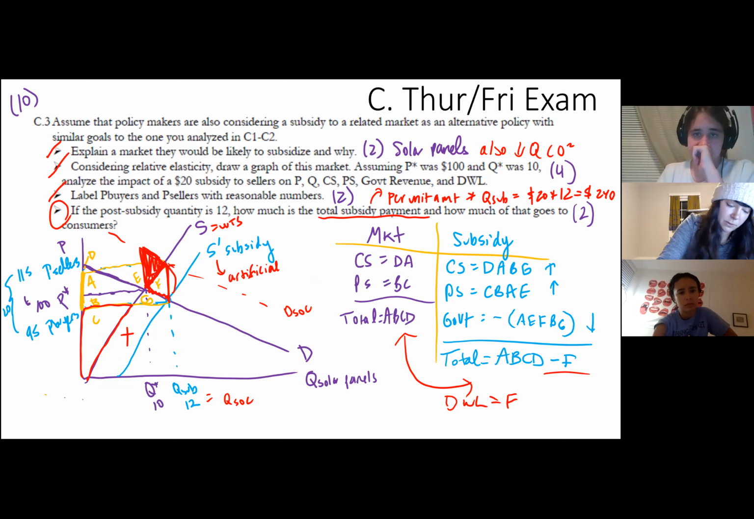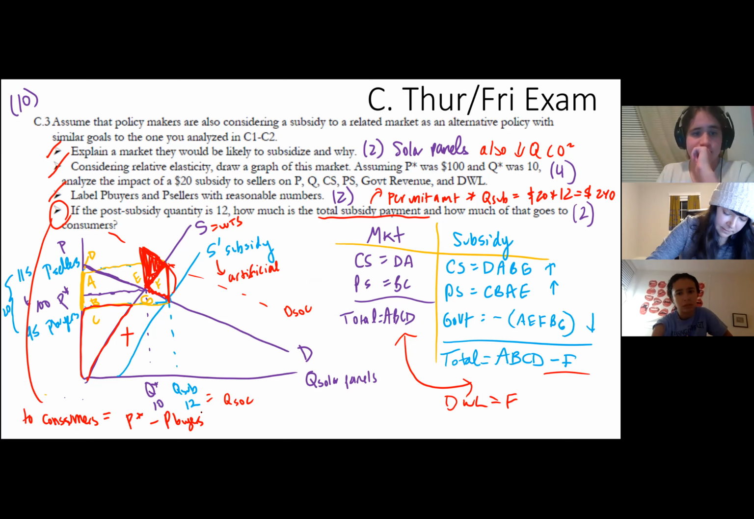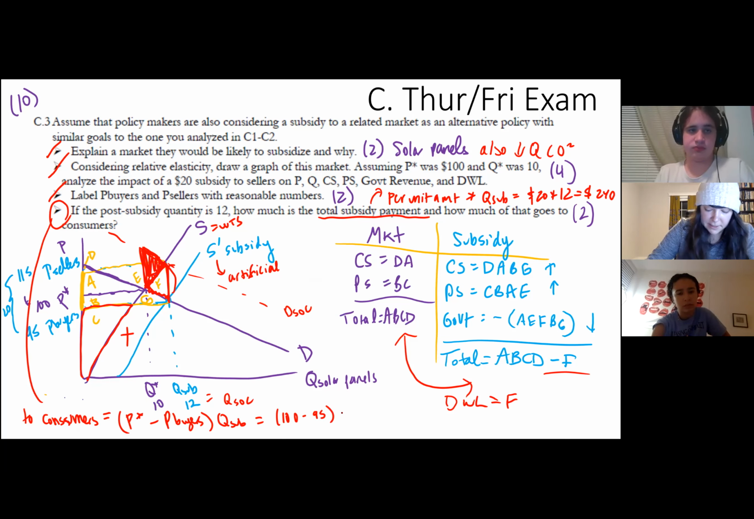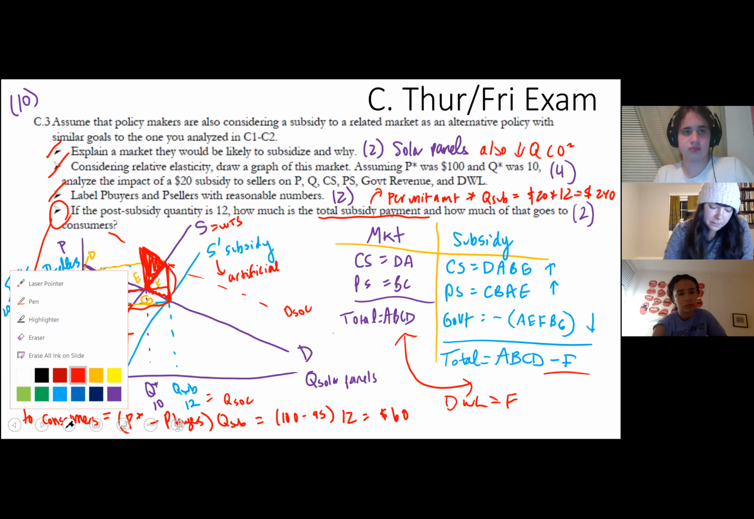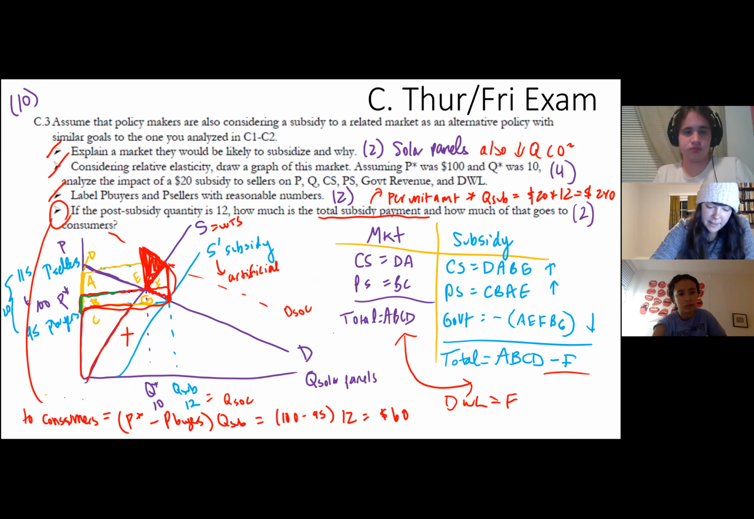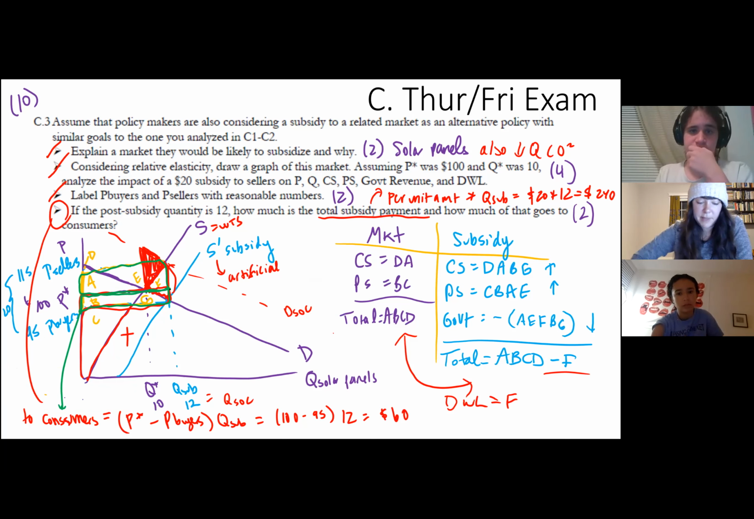The amount that goes to consumers is always what they used to be paying, so P star minus the new price for buyers, multiplied by how many people buy the solar panels. So $100 minus 95 times 12 is $60. This part is what goes to consumers: B, G, and a tiny piece of that. They get $5 per solar panel and they buy 12 of them, so they get that rectangle. Producers get a lot more of that subsidy payment because it's hard for them to ramp up production. Any other questions on that one?